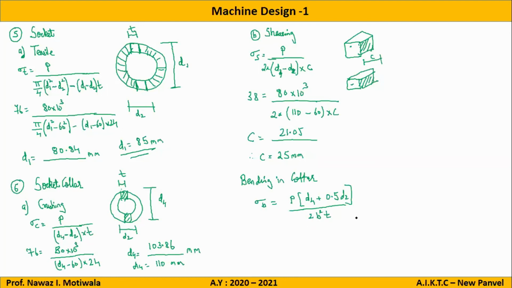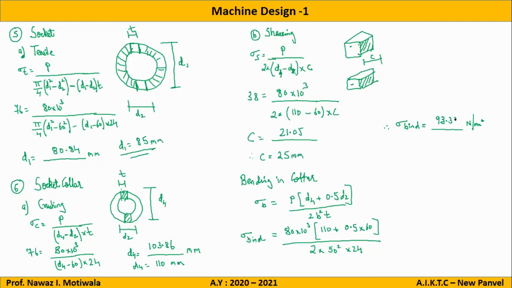Now in this equation, all the things on the right hand side are known to me. Is it correct? All the things are known to me? Yes, sir. Then substitute and get the answer. 93.33. 93 point something, 93.33.